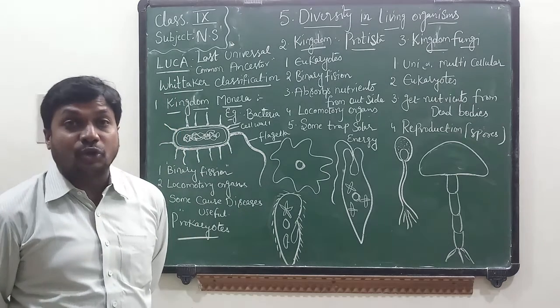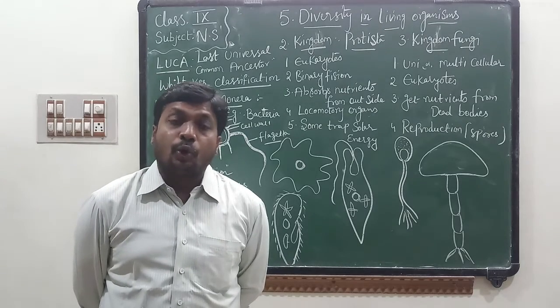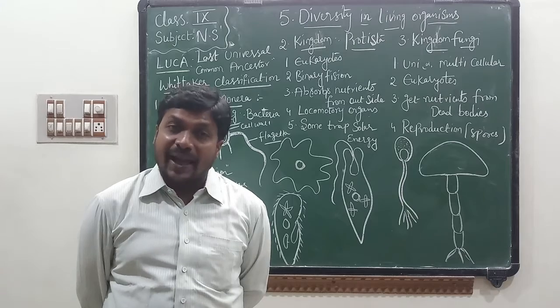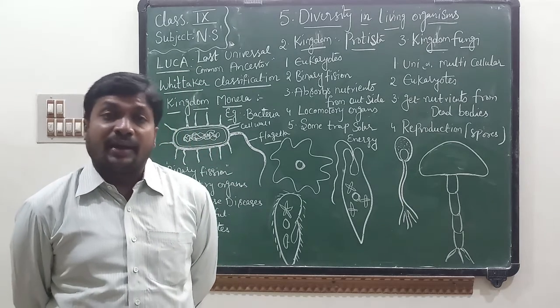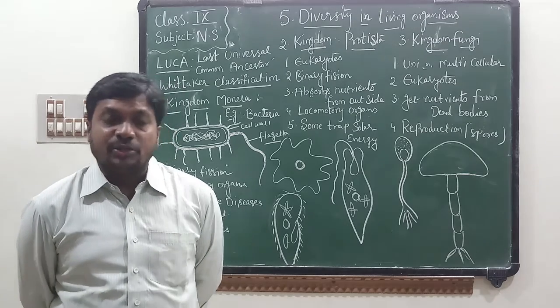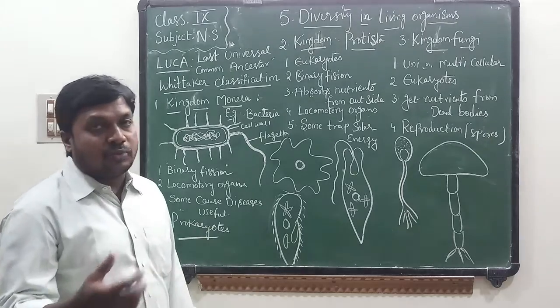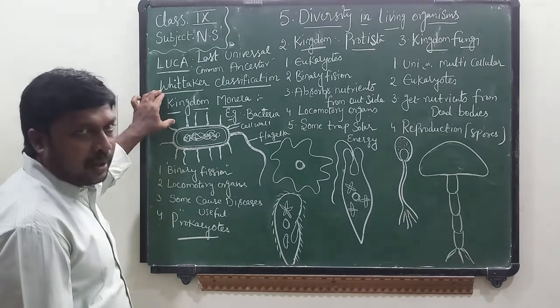And Rhizobium is also a bacteria which can be found in root nodules of groundnut or leguminous plants. These bacteria help to convert atmospheric nitrogen into nitrates. So this is a useful bacteria. Some cause diseases, some are useful to human beings. These are the characteristics of Kingdom Monera.